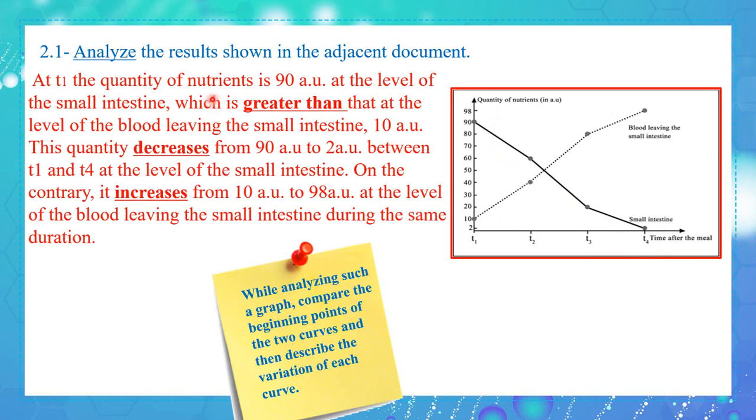So at time T1, the quantity of nutrients is 90 arbitrary units at the level of the small intestine, which is greater than at the level of the blood leaving the small intestine, 10 arbitrary units. This quantity decreases from 90 to 2 as time increases to reach T4. On the contrary, it increases from 10 arbitrary units to 98 arbitrary units at the level of the blood leaving the small intestine during the same duration, from T1 to T4.